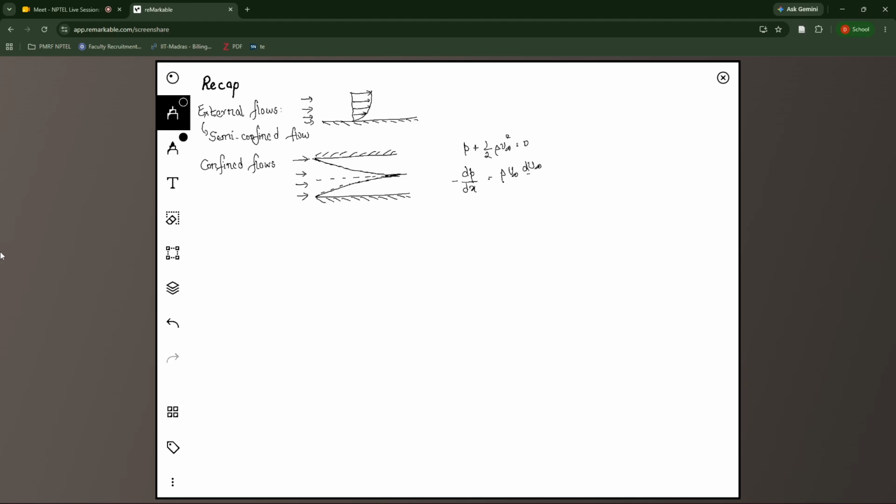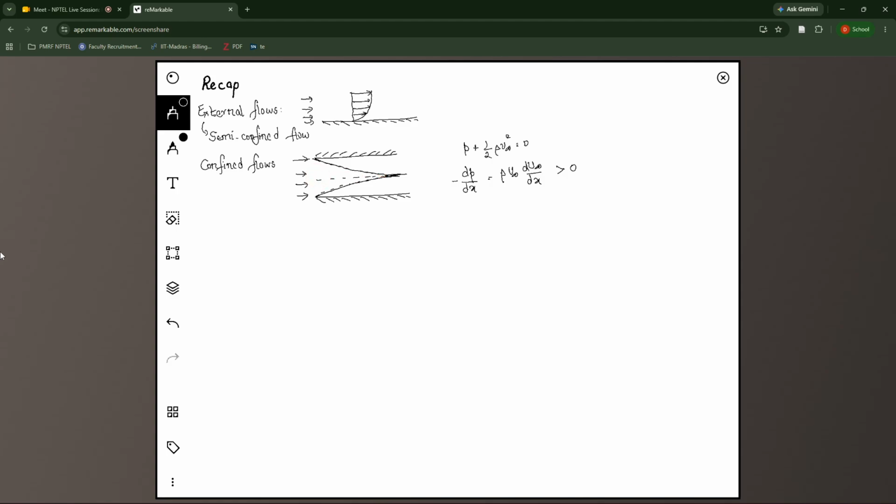equals minus rho u infinity du infinity dx. In the case of flat plate, the free stream velocity u infinity is constant, so du infinity dx is 0. Hence we were able to remove this particular term from the boundary layer equations. However, now in the confined flows, the fluid accelerates in the streamwise direction. If the fluid accelerates, then du infinity dx is not equal to 0. Because the fluid accelerates, this quantity is going to be positive, which means dp dx is going to be negative. So there will be a pressure gradient in this region.